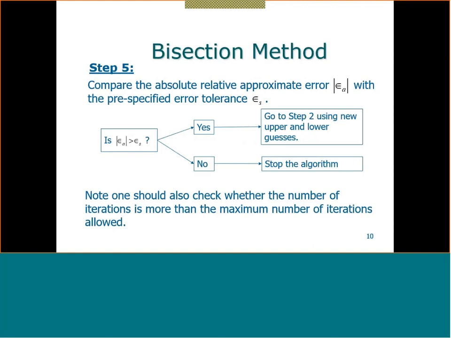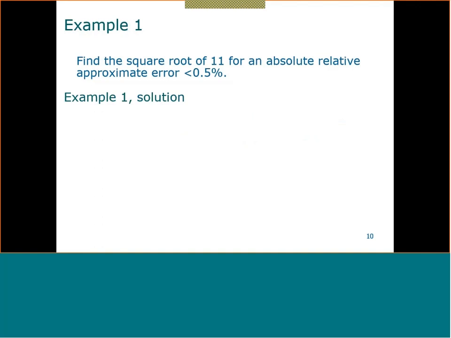So we'll start with something very simple. We want to find the square root of 11. And we want that until the absolute relative approximate error is less than 0.5%. So what I want to solve is x squared equal to 11. This is what I want. I want to find x.